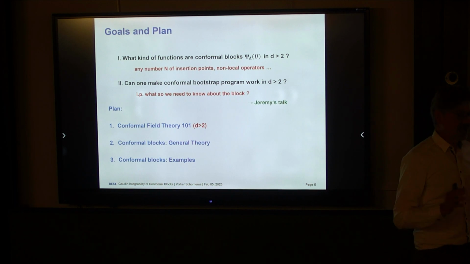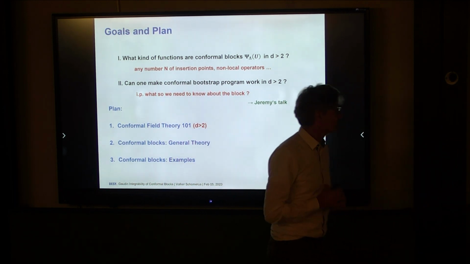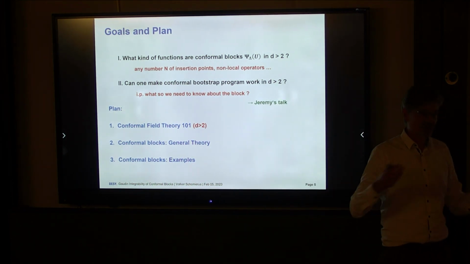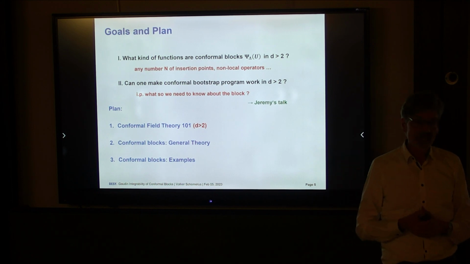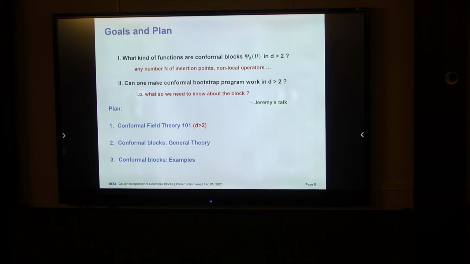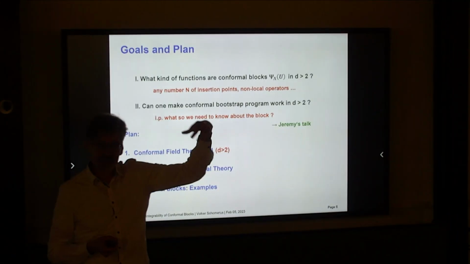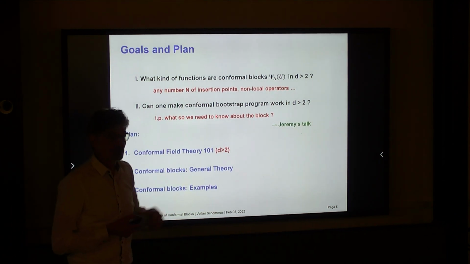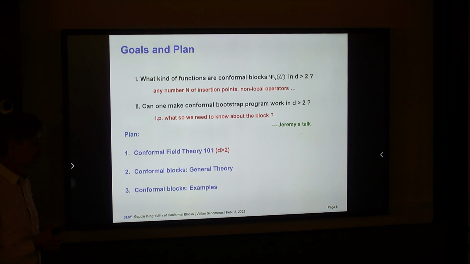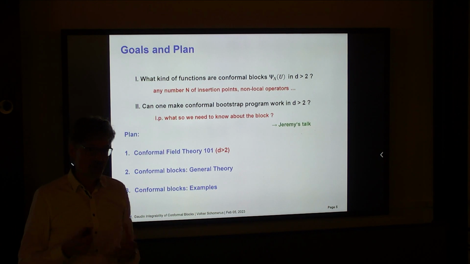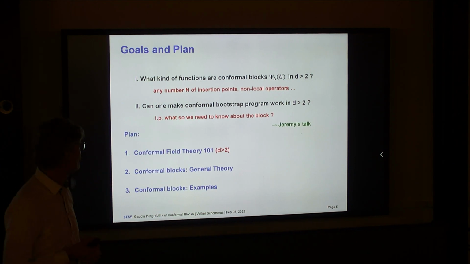So the two questions that guide this talk, or in fact this talk and the following talk by Jeremy, are: what kind of functions are these conformal blocks that we need to expand our correlation functions in a higher dimensional CFT? And I will actually address this question for any number of insertion points and even the insertions of Wilson lines or line and surface operators, interfaces, things like that. And the second question is, can one actually make the conformal bootstrap program work in higher dimensions? And of course, those of you who have followed the developments of the last 10 years know that there has been considerable progress on these things.